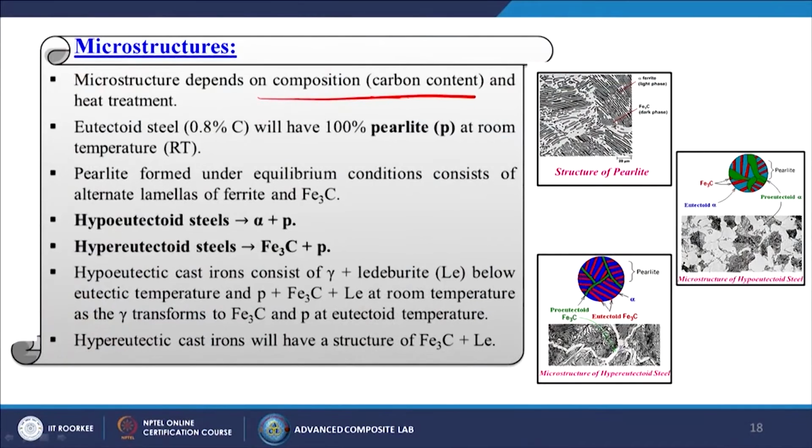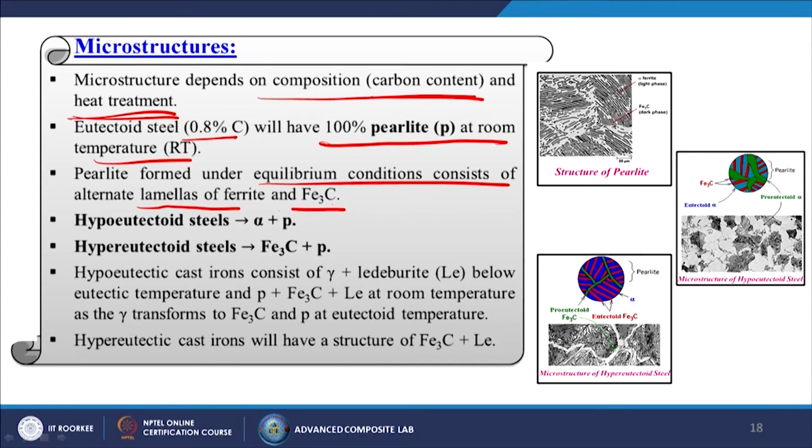Microstructures depend on compositions, that means the carbon content, and the heat treatment. Eutectoid steel having 0.8% carbon will have 100% pearlite at room temperature. Pearlite formed under equilibrium conditions consists of alternate lamellas of ferrite and Fe3C. Hypoeutectoid steels are alpha plus pearlite, hypereutectoid steels are Fe3C plus pearlite.